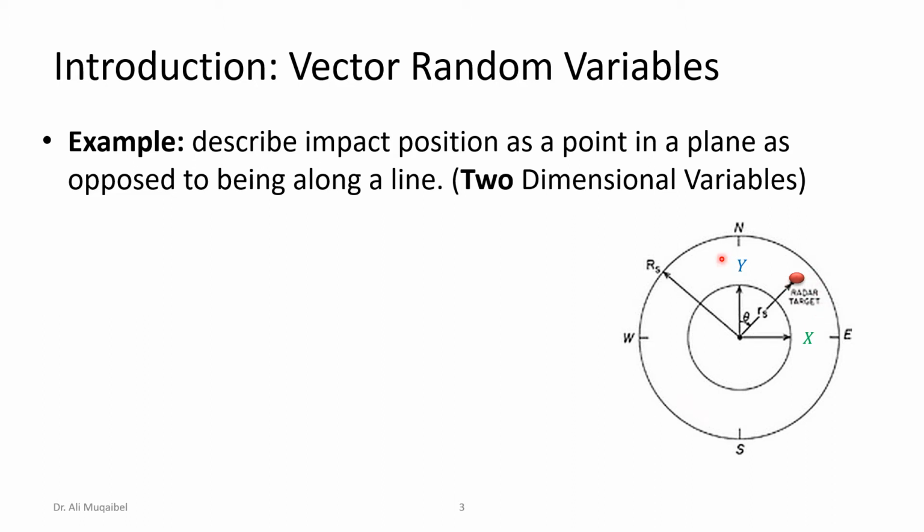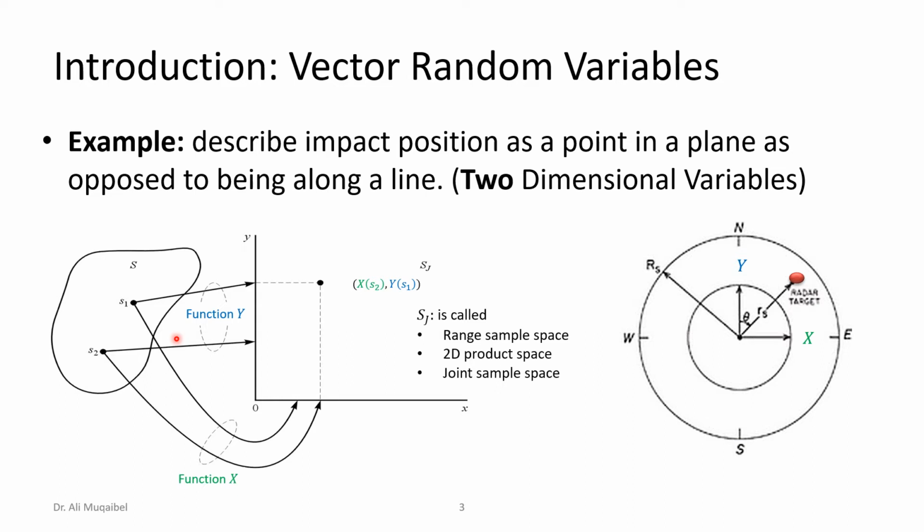Now we can be more specific by defining the x and y coordinates. Given the x and y coordinates for the landing, or the point on space, creates a two-dimensional random variable. So the example of describing the impact position as a point in a plane, as opposed to just representing it with a line, is an example of a two-dimensional random variable.